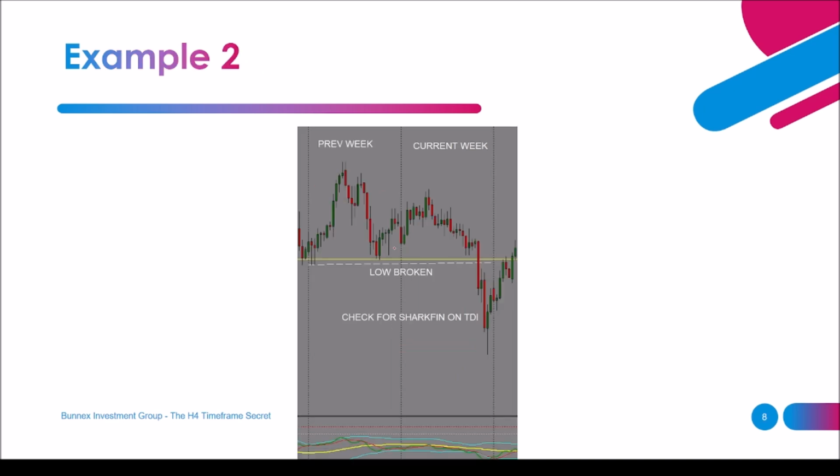And another example, we can see that this was the previous week, right? And then this was the current week, in that the low of the previous week was broken at this point. After the break of this low, we said we now stick our eyes on the TDI to check for the shark fin, and the shark fin was issued at this point. After the shark fin was issued, the next thing is to switch to the H1 to see if a W in this case was issued for entry to go up as a midweek reversal, right?